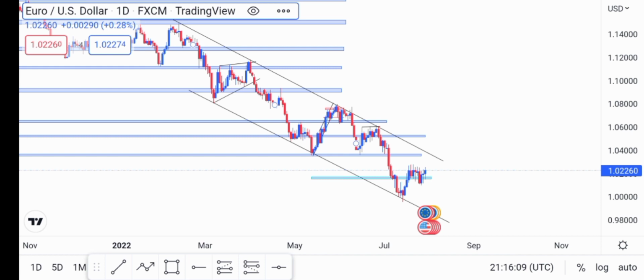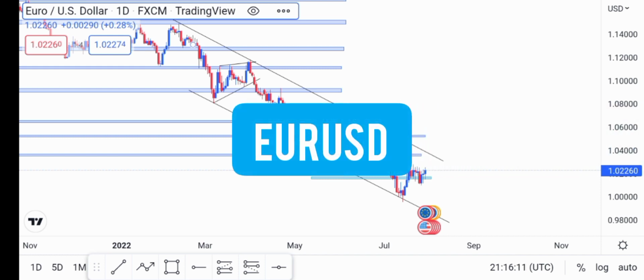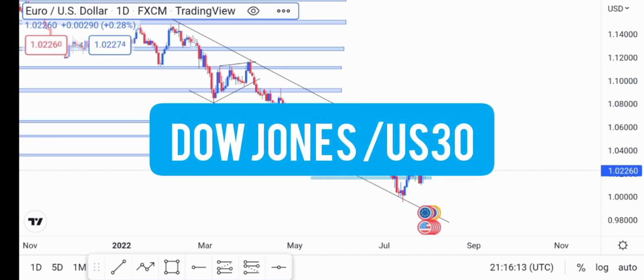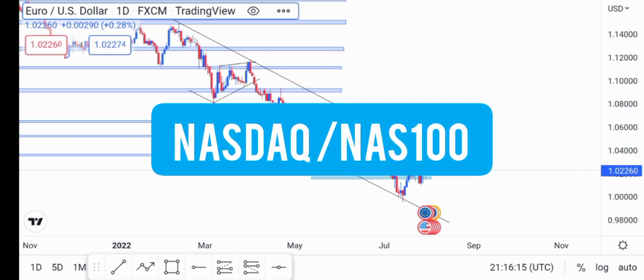Today we'll be analyzing Euro USD, US30 and NAS100.